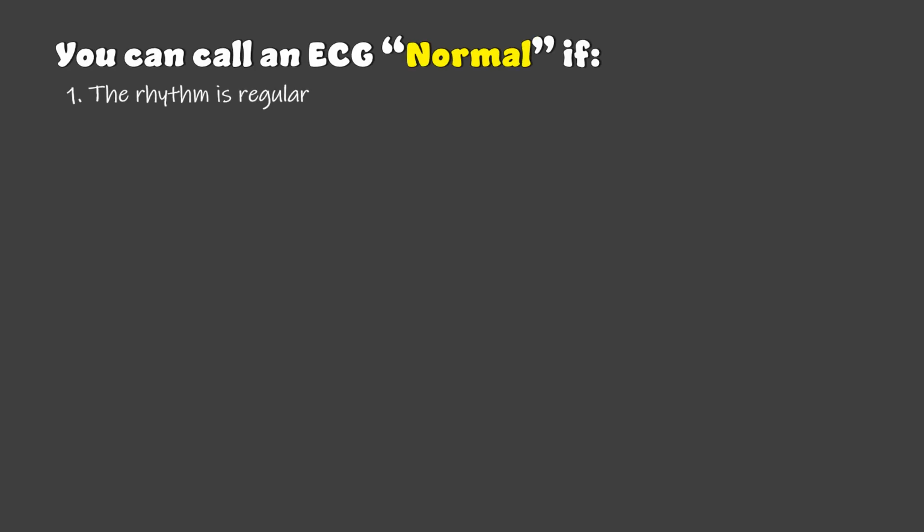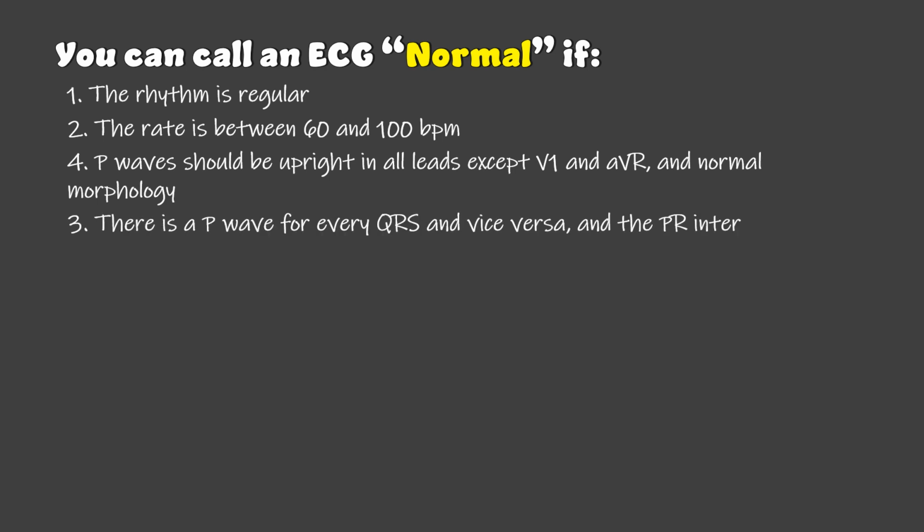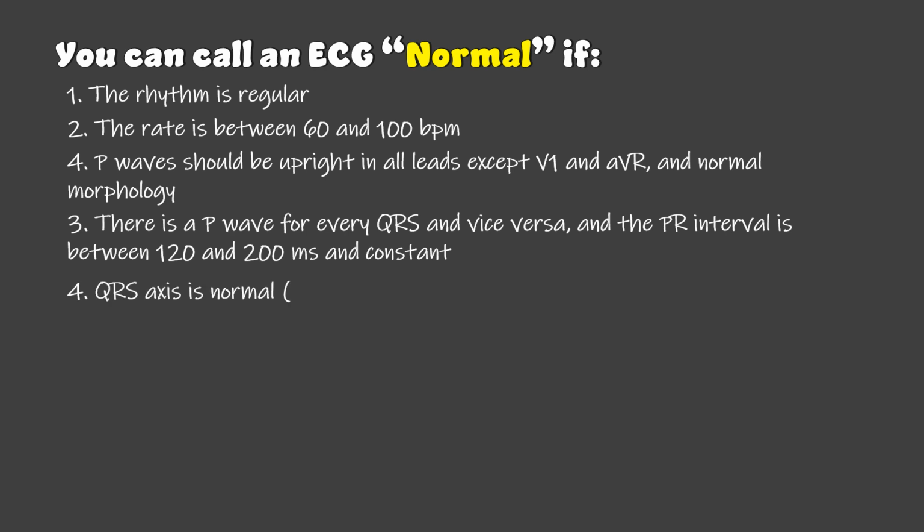Right, so we've now gone over the 10 points and we'll summarize them very briefly here. So you can call an ECG normal if the rhythm is regular, the rate is between 60 and 100 beats per minute, the P waves are upright in all leads except V1 and AVR, and they have a normal morphology. There's a P wave for every QRS, and there's a QRS for every P wave, and the PR interval is between 120 and 200 milliseconds, and that PR interval is constant. The QRS axis should be between negative 30 degrees and positive 90 degrees. The QRS width should be less than 120 milliseconds, or 3 small boxes.